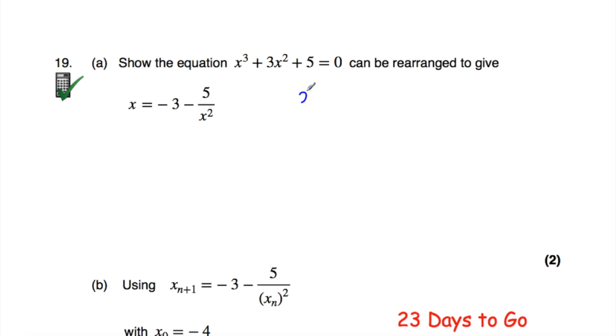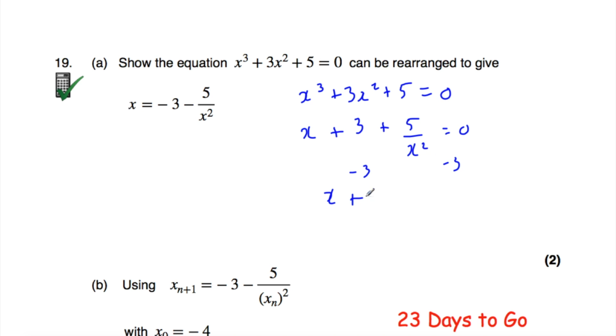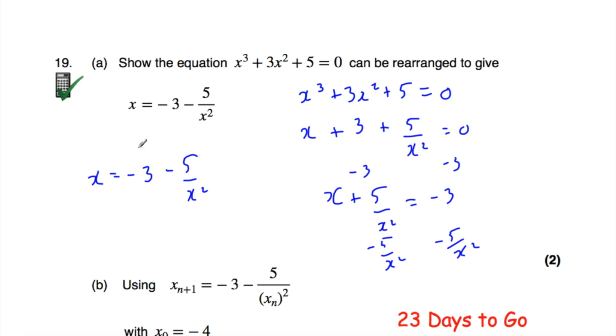So let's take our equation, x cubed plus 3x squared plus 5 equals 0. And let's divide everything by x squared. So that will give us x plus 3 plus 5 over x squared equals 0. So we want to make x the subject, so let's take away 3 from both sides. So we'd get x plus 5 over x squared is equal to negative 3. And then if we take away 5 over x squared from both sides, we're going to get x equals minus 3 minus 5 over x squared. And that's it.